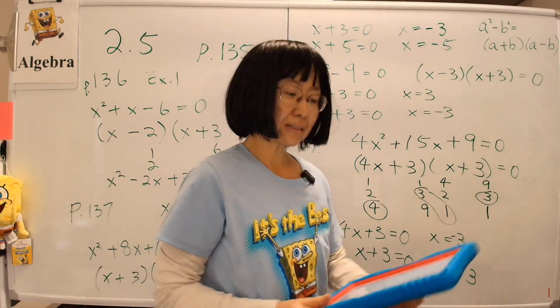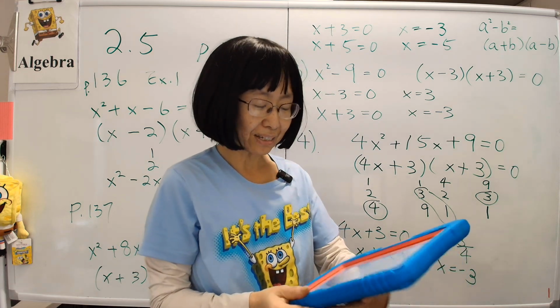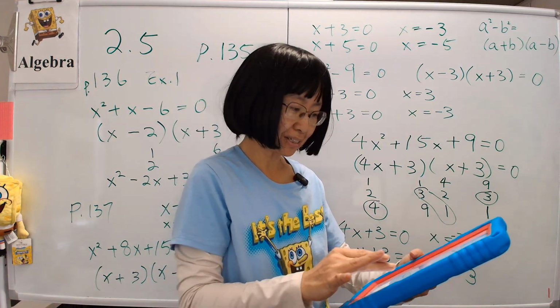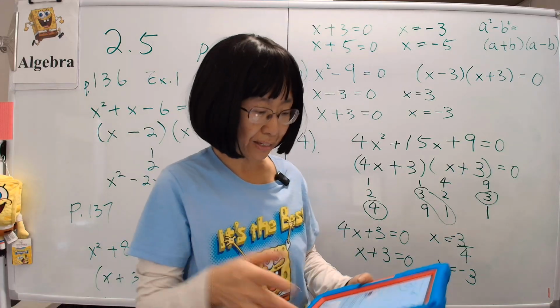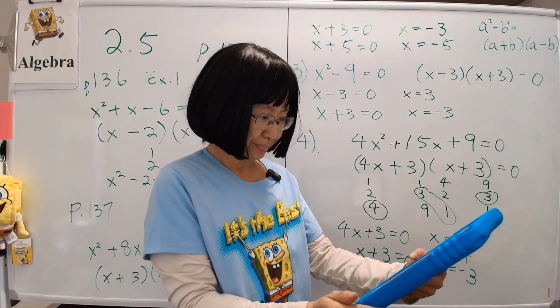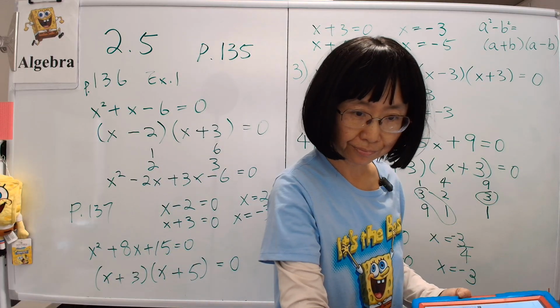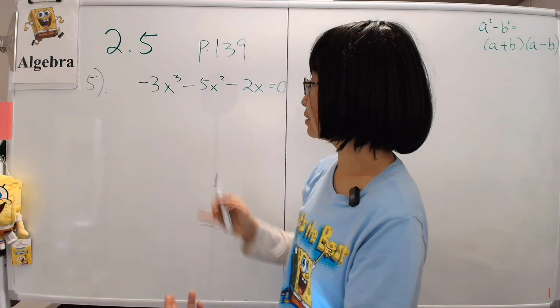The graphing can be done easily nowadays on the Desmos graphing calculator, and it creates a beautiful graph. All you have to do is just type in the equation. We are not going to do much graphing in this section, but we will be in future sections. Okay, so let me clean off the board. Next, let's do example 5 on page 139.